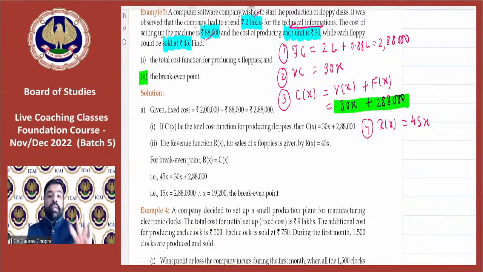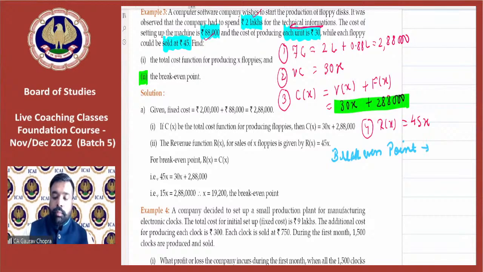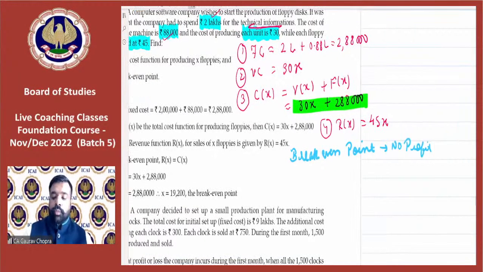Now, what is the meaning of the term break-even? Break-even always means when there is no profit, no loss. Such situation, when there is no profit, no loss, that is known as break-even point. So we can write here, break-even point. It means no profit, no loss. In other words, revenue becomes equal to cost. When revenue is equal to cost, that is known as break-even point.